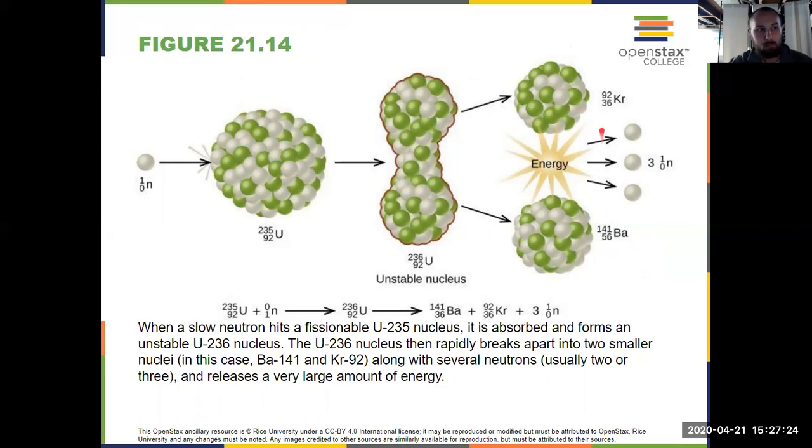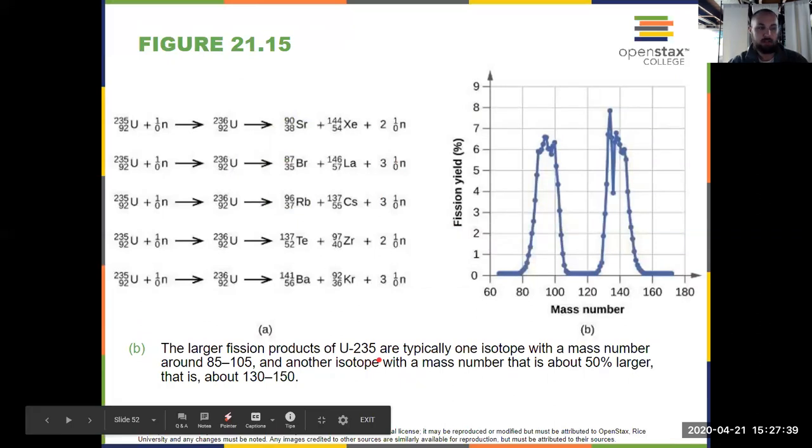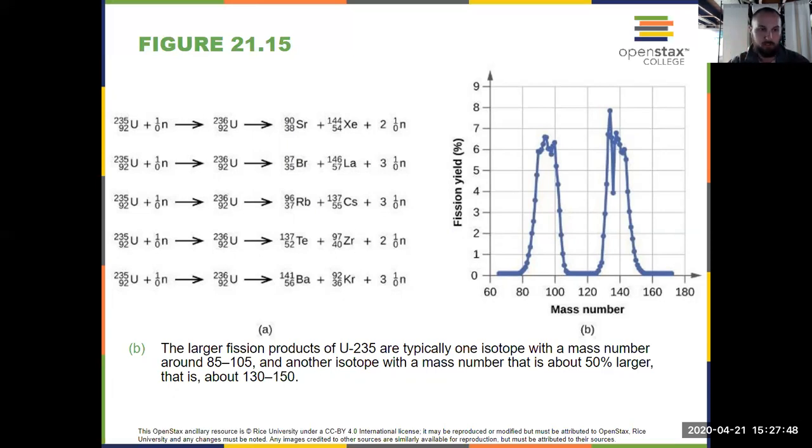Okay? But it also releases a lot of energy. Okay? A lot of energy, and it releases additional neutrons as well. And there's a lot of possible products that we can get from this. Look, here's a bunch of other examples, okay? And we typically see two products, right? It splits into two things. We form a lighter one and then one that's about 50% heavier. Okay, general theme, not hard and fast rule.